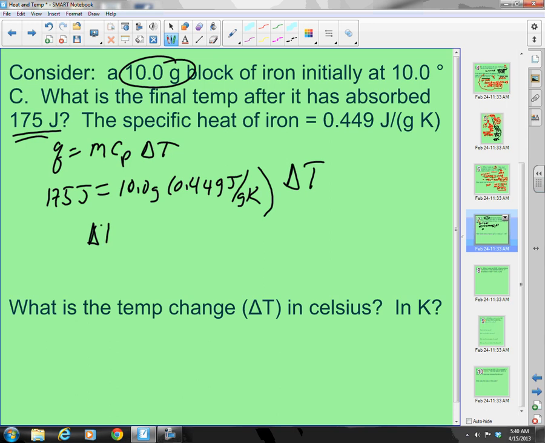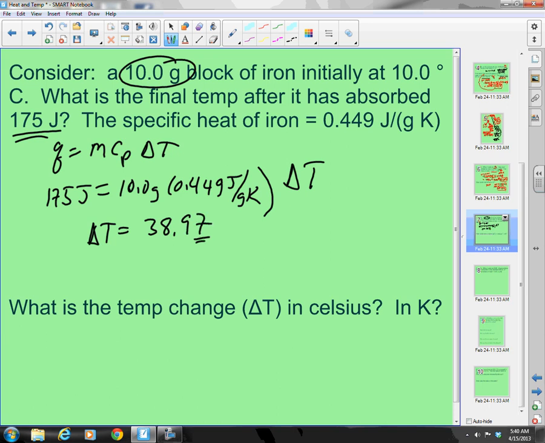So I can solve for delta T, and let's use my magic TI 30XA. 175 divided by 10 divided by 0.449. It looks to me like I get a 38.333... how many sig figs? 38.97. We'll carry that one extra sig fig for a sec, right?